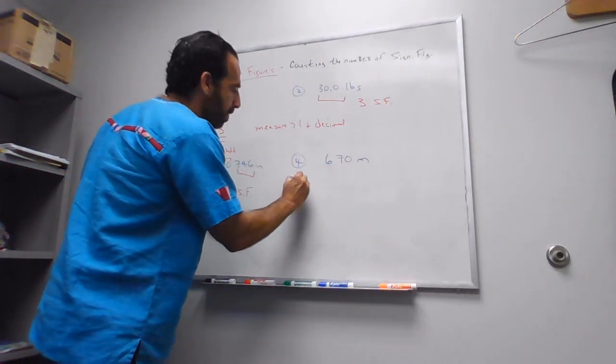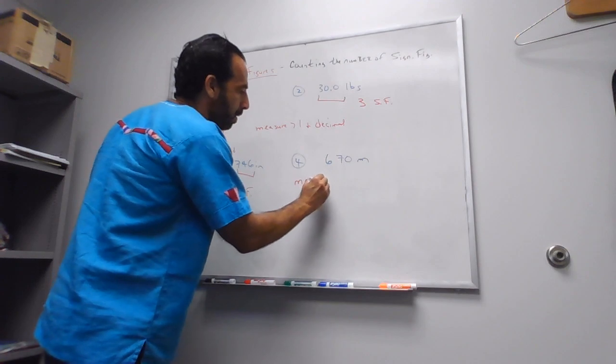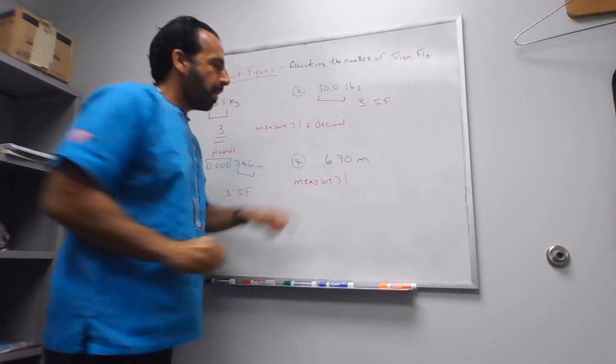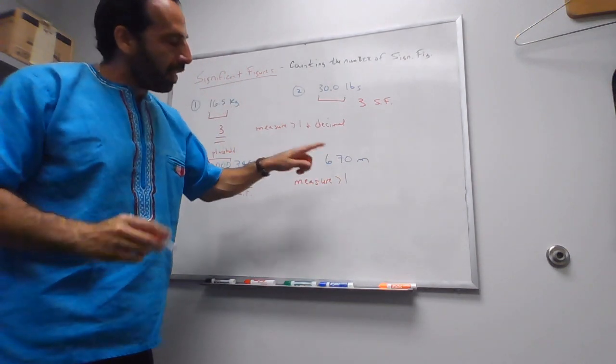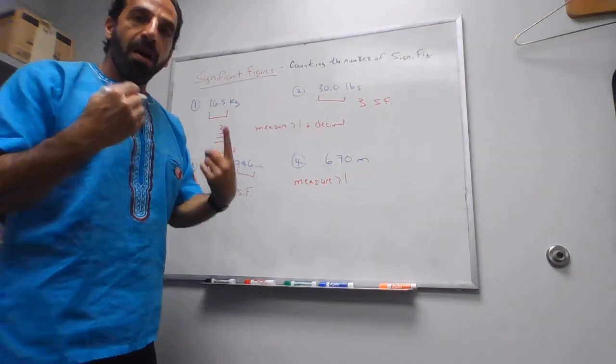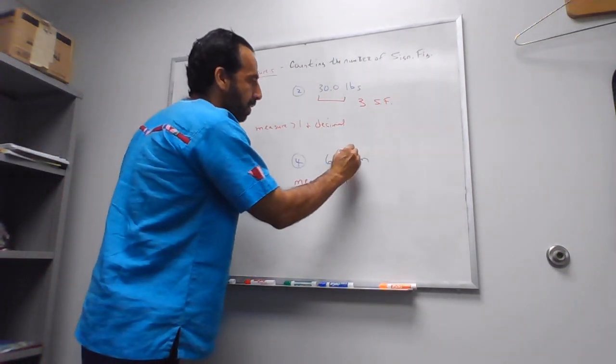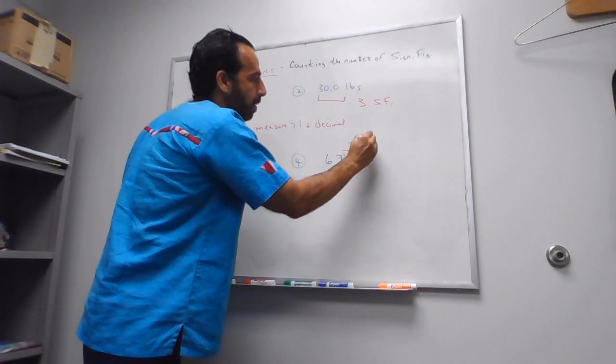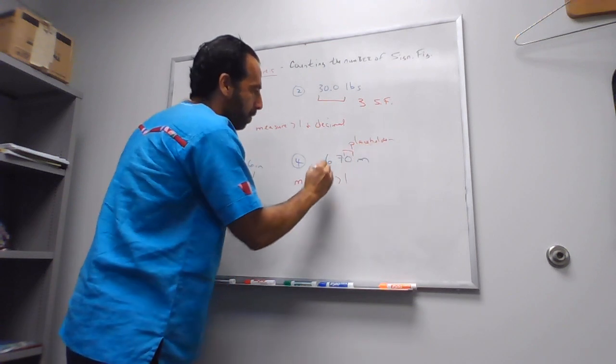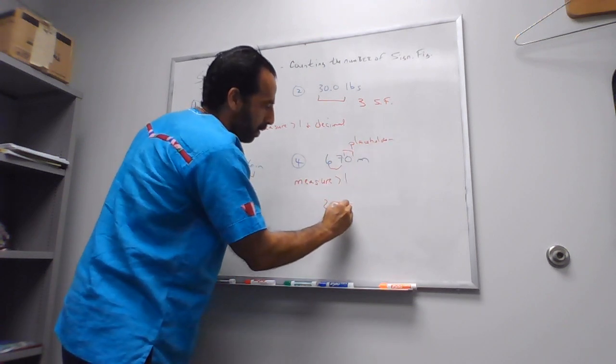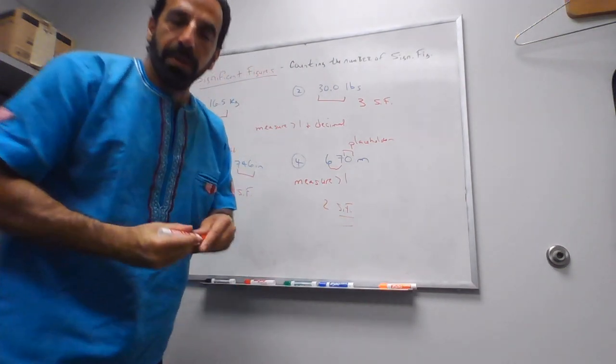This case right here, 670, is always a little bit tricky. In this case, the measurement is greater than 1, but it doesn't have a decimal. So the zeros at the end are not going to be significant. So this is a placeholder. So I'm going to say 2 significant figures.